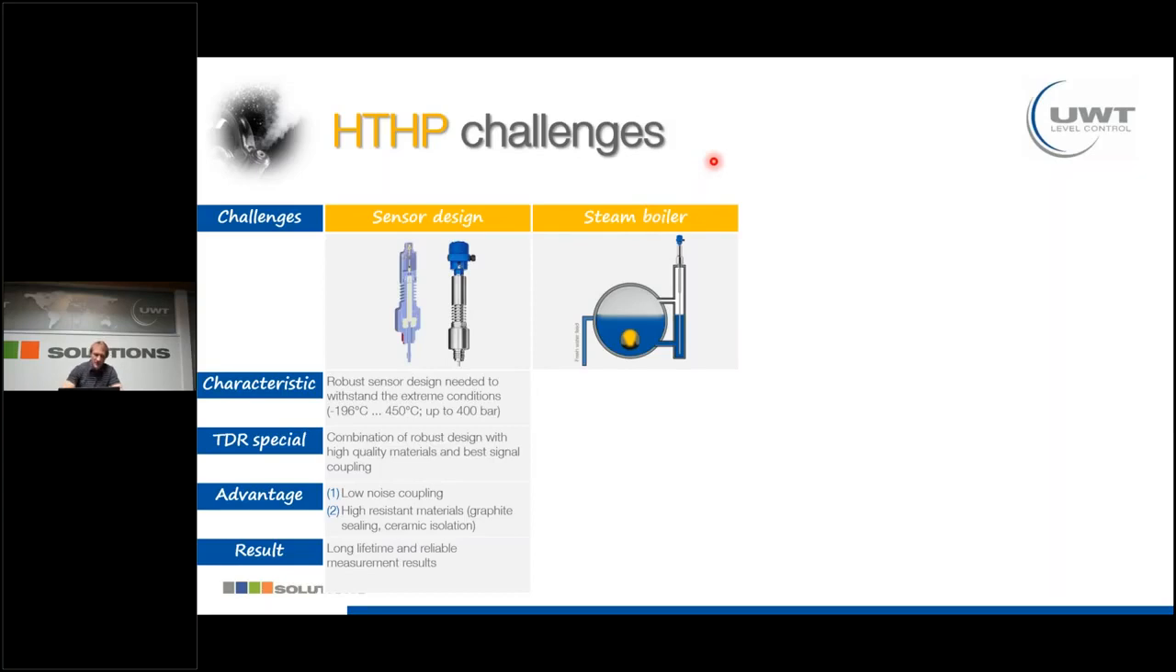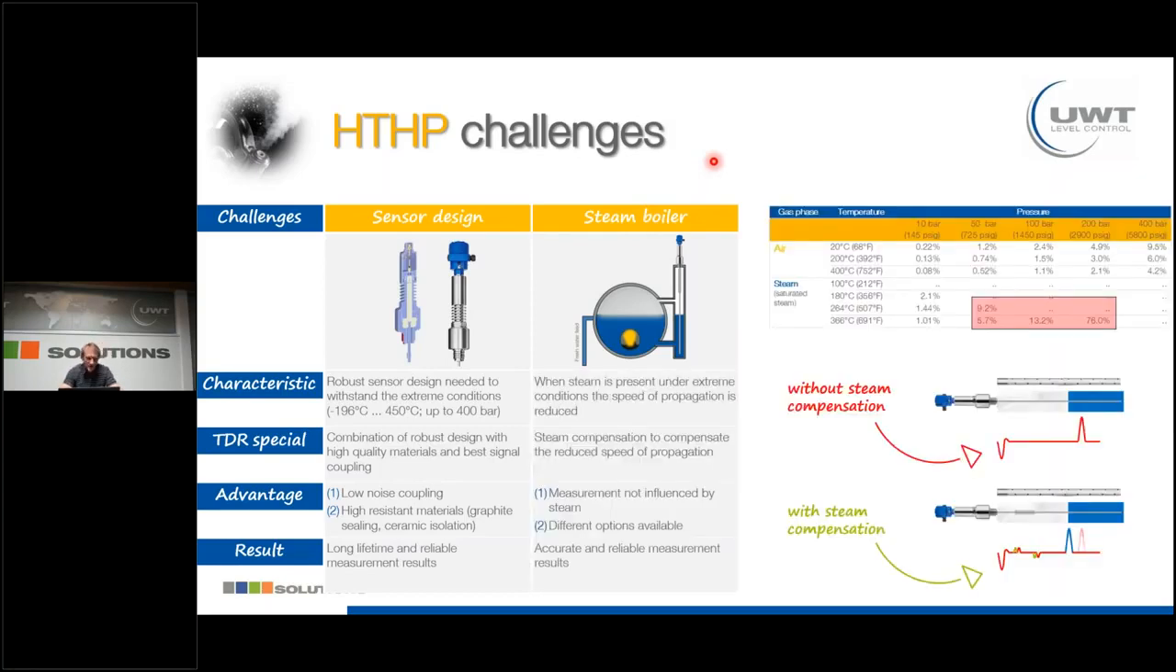And where they are basically installed are steam boilers. In steam boilers, we have another challenge, which is the steam. So steam in combination with high temperature and also high pressure has in a certain area a big influence on the speed of propagation. So what we do here, we have a special feature that's called the steam compensation.